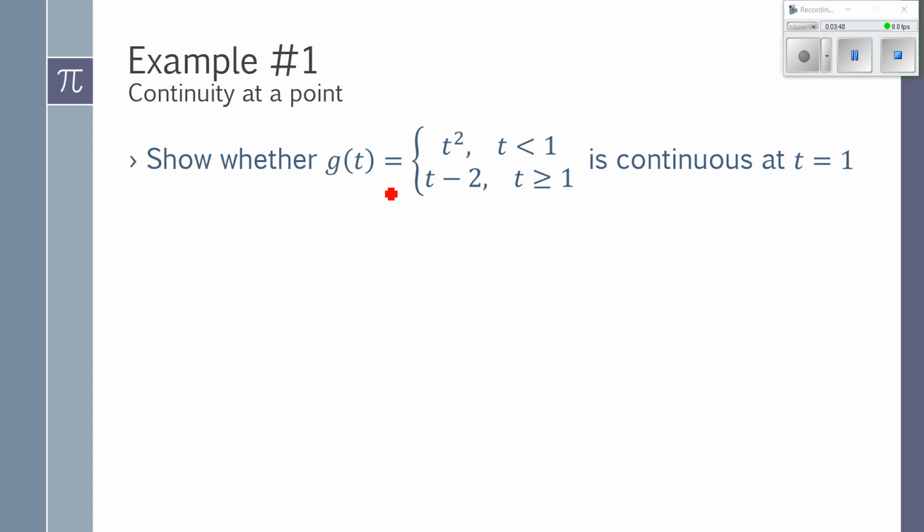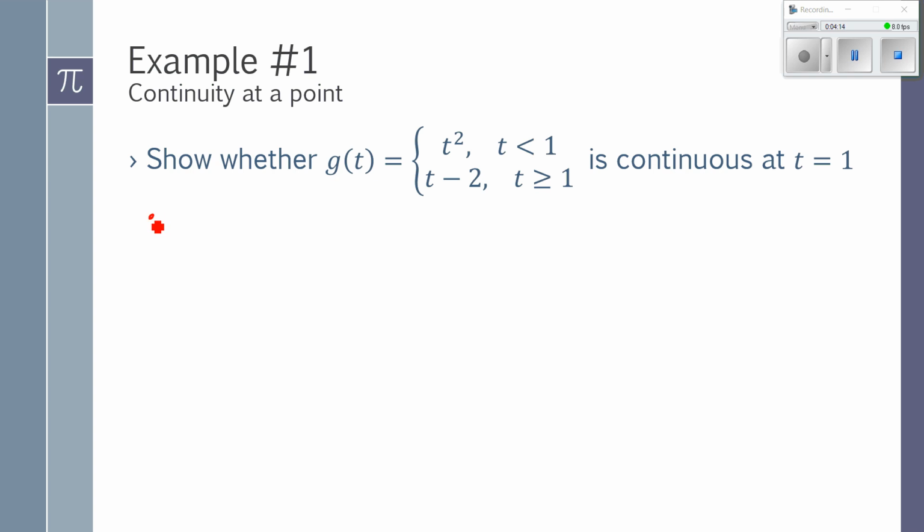So I have this function g of t, where g of t is t squared when t is less than 1 and t minus 2 when t is greater than or equal to 1. And I want to decide, is this continuous at t equals 1? I could graph this because our calculators can graph piecewise functions, but I have to be able to explain why the function is continuous or not. And that goes back to the three things I have to show.